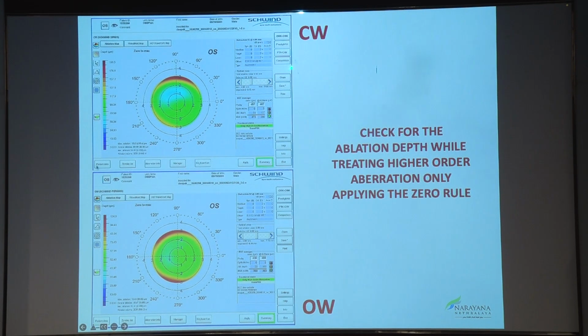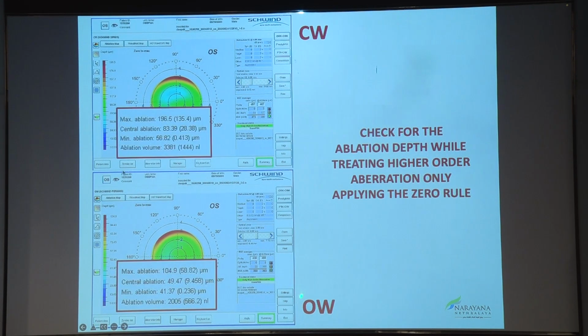One from the corneal, one from the total. And if you just screen this, if I'm doing only corneal, I'm going to burn 28 microns in the center. In the periphery, I'm going to burn 135 microns, which is unrealistic. You cannot burn 135 microns and correct a person.